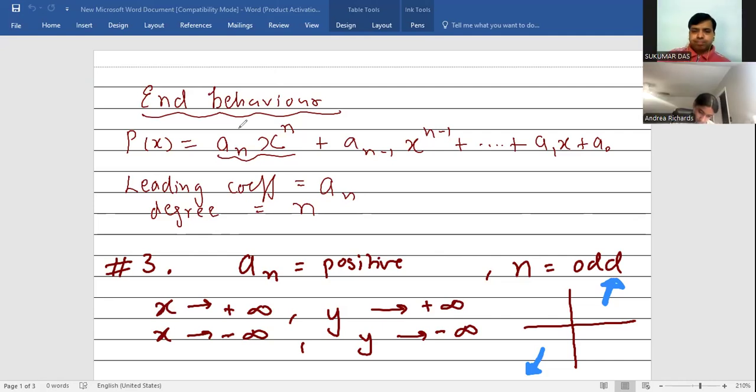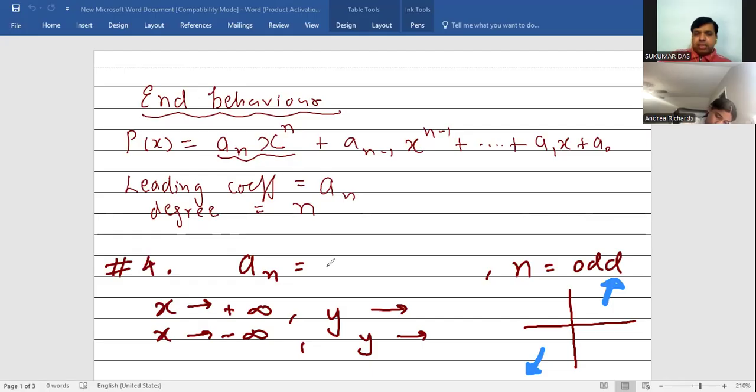Okay. So this is scenario number 3, when the leading coefficient is positive and the degree is odd. Now, scenario number 4. We will simply change this one. So n will remain odd. And so now scenario number 4, and it is the last scenario.